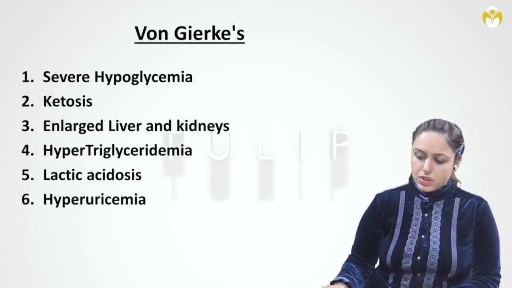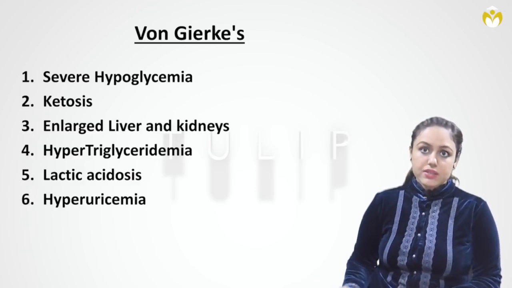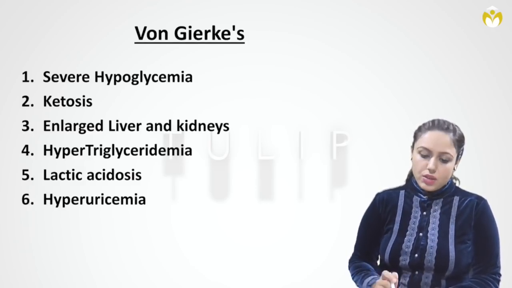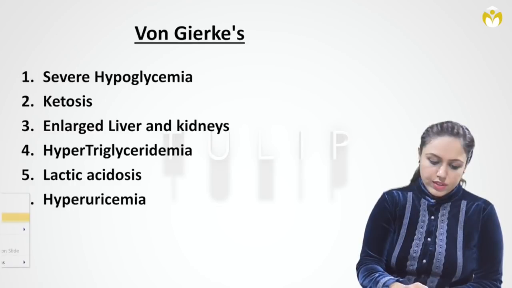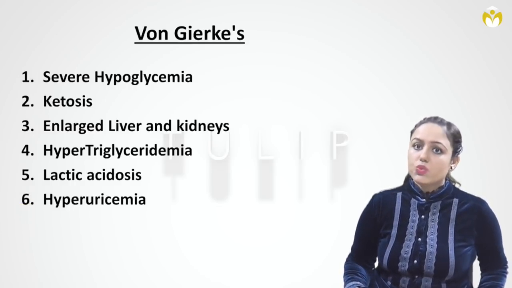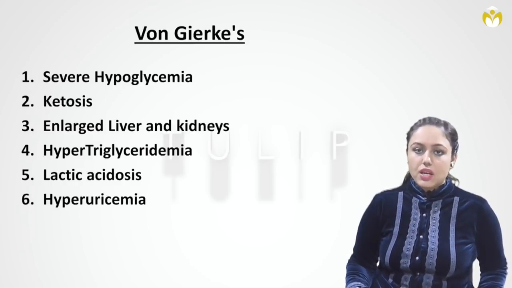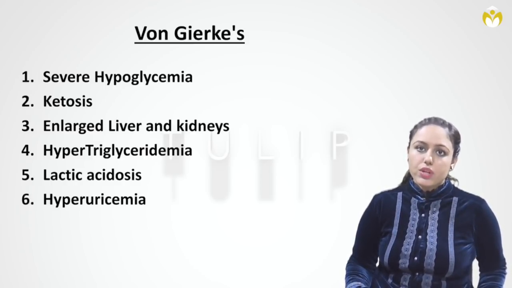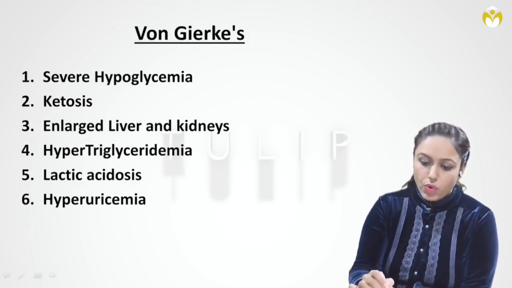Hyperuricemia, why does it occur? Because of increased lactic acid, because lactic acid competes with uric acid for excretion by the kidneys. If we have lots of lactic acid, then the kidneys will keep excreting lactic acid, leaving uric acid in the body, leading to hyperuricemia. What is the enzyme deficient in von Gierke's disease?